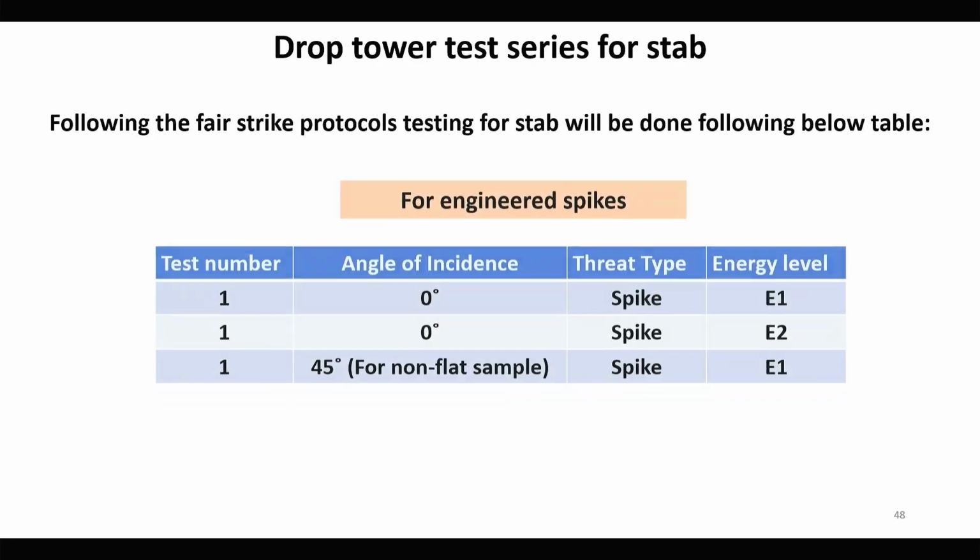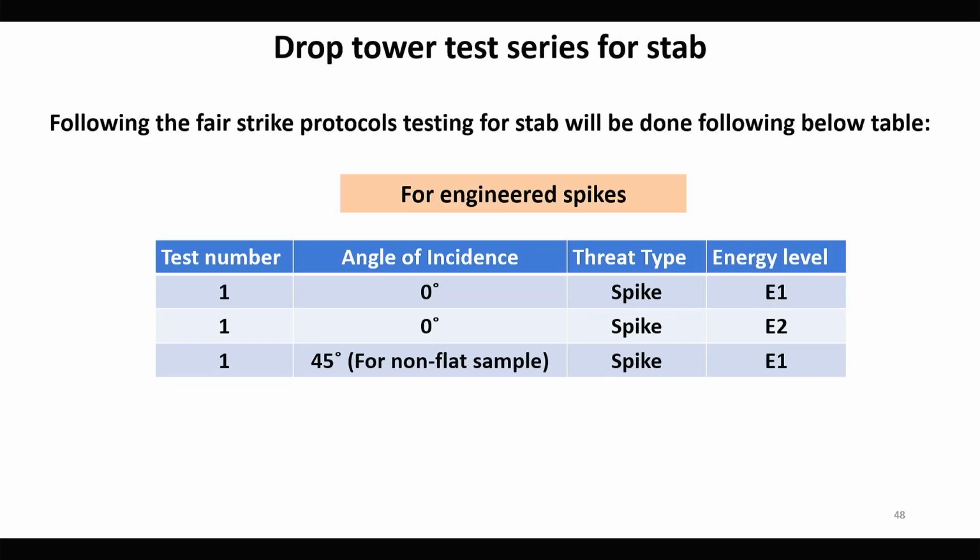So, these are the protocols for spikes. Spikes again use energy levels E1 and E2, for a 0 degree angle for flat and non-flat for 45. So, all these protocols are followed during the strike.